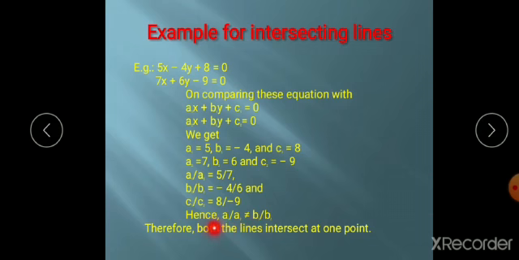If a1 by a2 is not equal to b1 by b2, then we can conclude such lines are called intersecting lines. By seeing this equation, if a1 by a2 is not equal to b1 by b2, then we can say such lines are called intersecting lines.